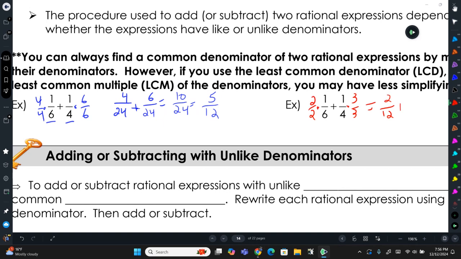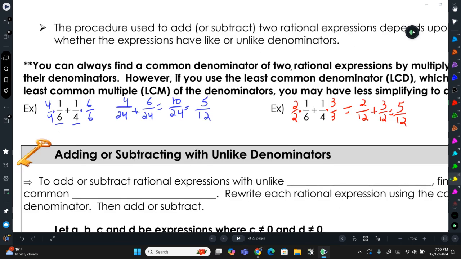2 over 12 plus 3 over 12, which is equal to 5 over 12. So we get the same answer either way. With these rational expressions, it's easier to do it this way and then simplify later.